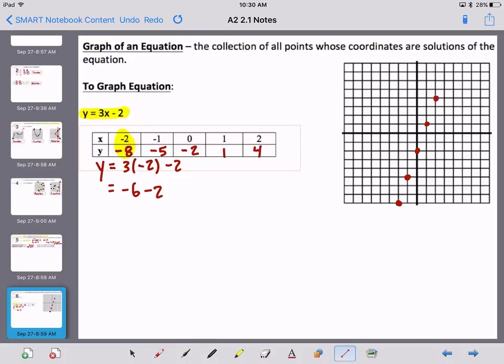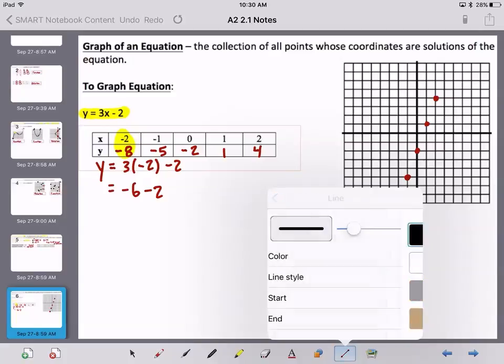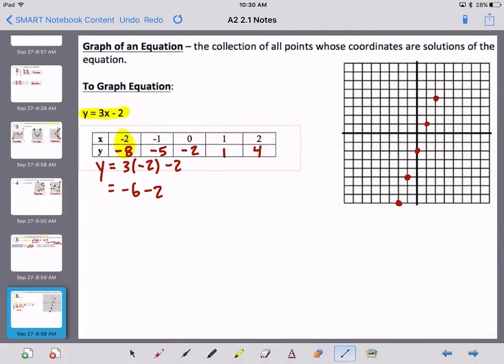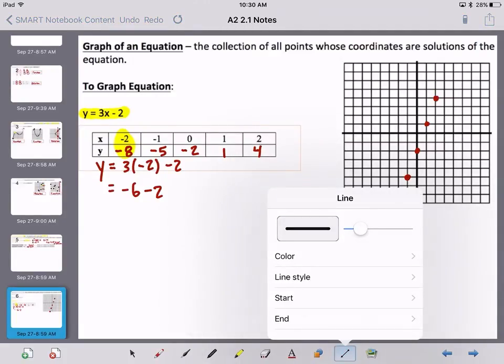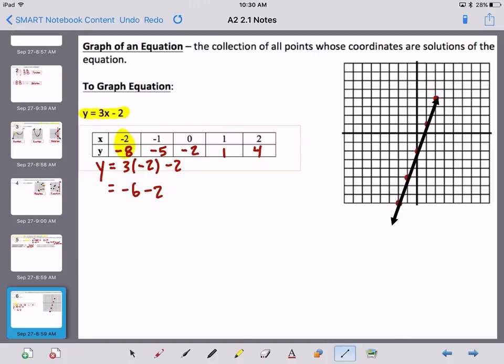So if you notice, those go in a straight line, which they should. So we're going to go ahead and draw a line through those points, and that would be a graph of the equation y equals 3x minus 2.